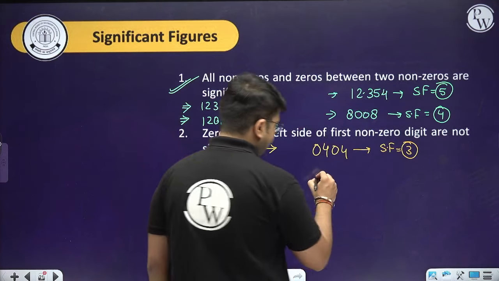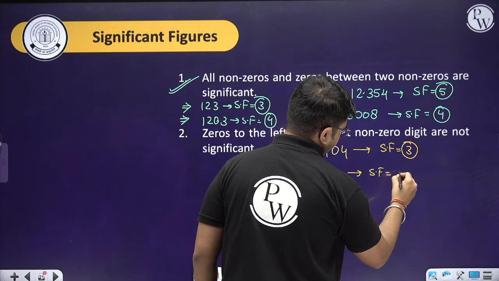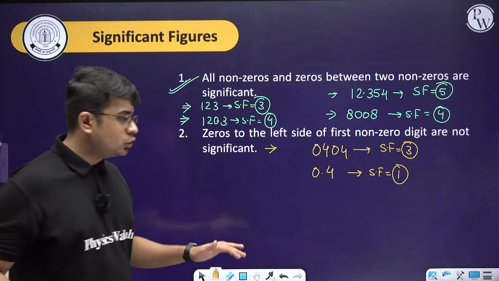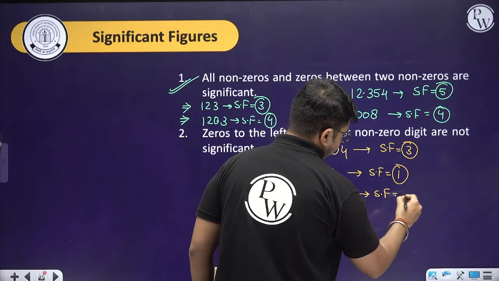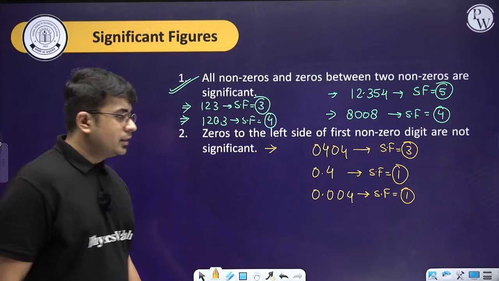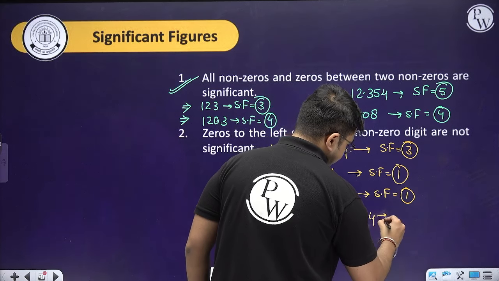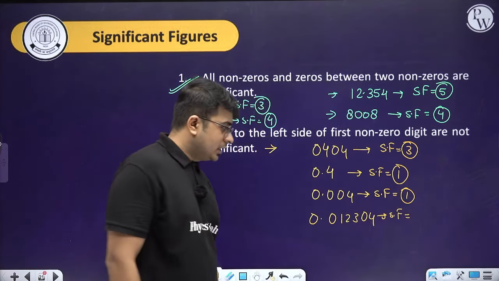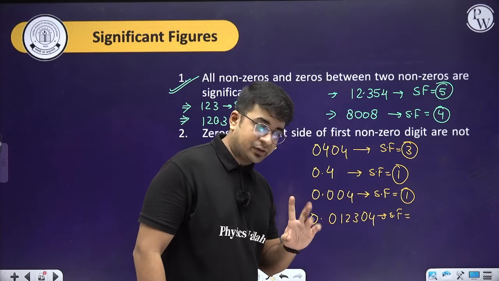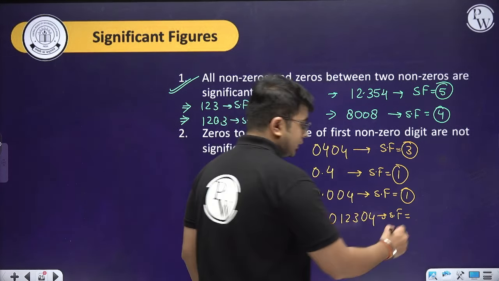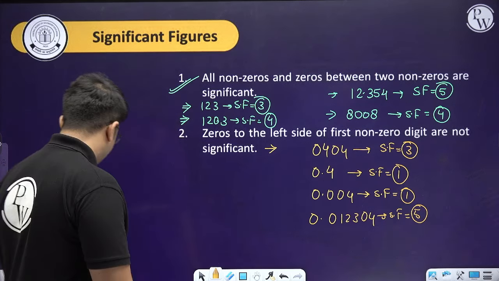For example, we have 0.4. In this case, the significant figure is only 1. This 0 has no meaning at all. Let's say we have 0.004. In this case, significant figures are again 1. Let's say we have the number 0.012304. In this case, this 0 is not significant. This 0 is present between two non-zeros, so significant. So 1, 2, 3, 4, 5. We have a total of 5 significant figures. I hope this part is clear. Very simple rule.